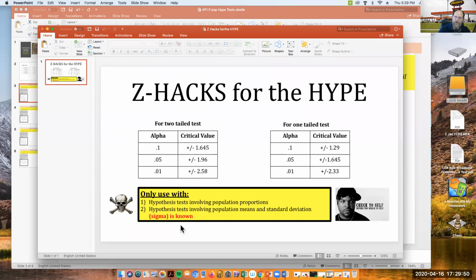Number 1, if we're doing hypothesis tests with population proportions, which we are tonight, so good to go. But if we weren't, if sigma is known, we're doing population mean hypothesis testing. So that's why I put this on the bottom here. If sigma is unknown, you can't use these hacks. You have no business using these hacks. Okay, so just so you know, again, like any tool, you've got to know when you can use it and when you can't. So we're going to take that 1.96, both positive and negative.